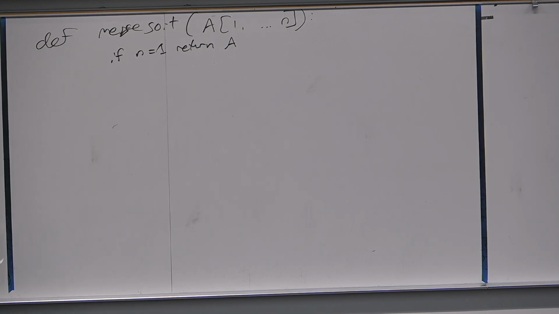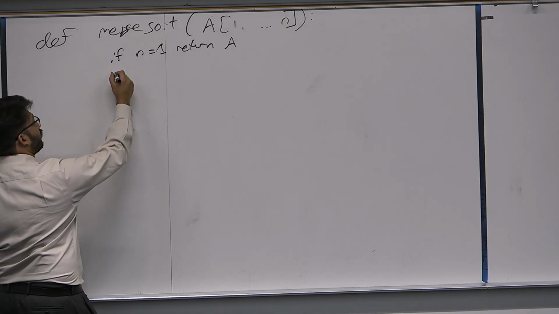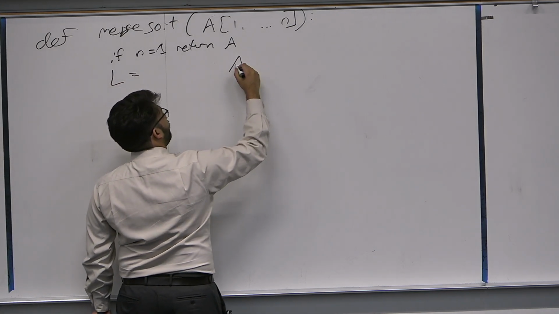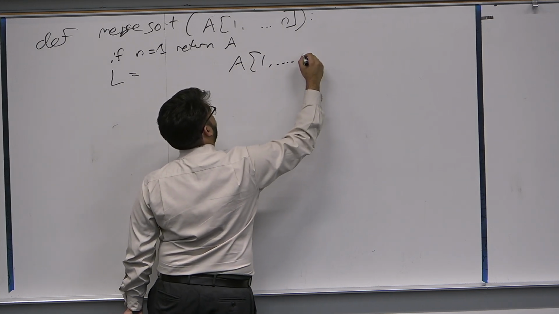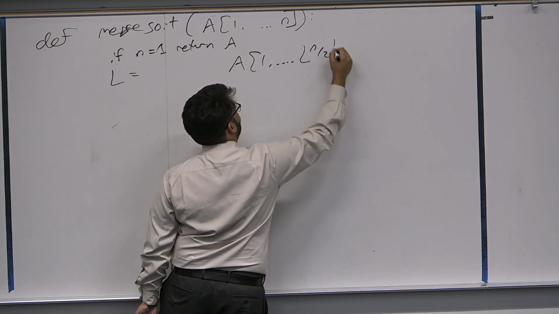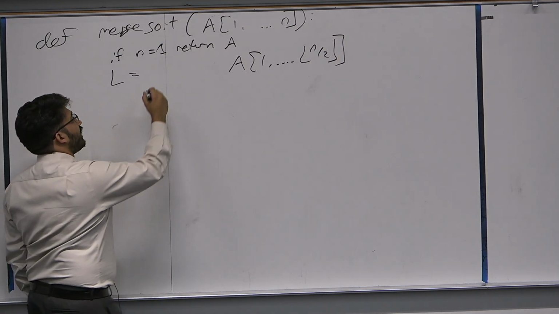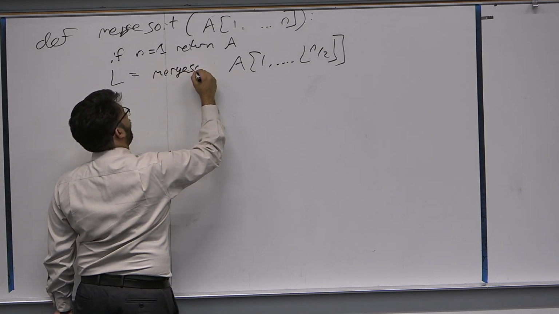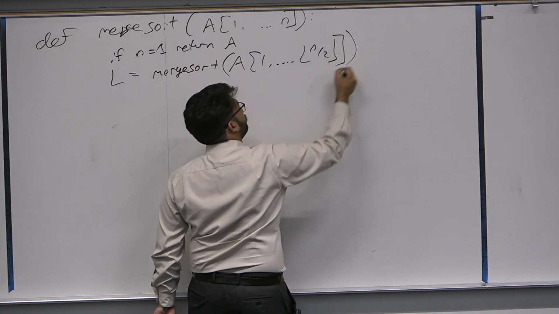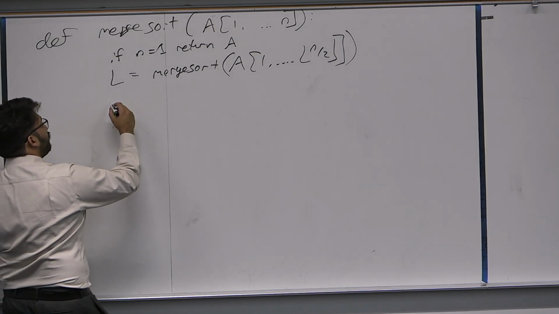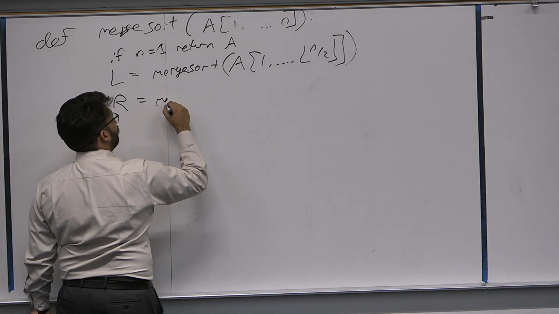Now what are we going to do? We're going to split the array in half. We say L takes on not just A[1..floor(n/2)], the first half of the array, but actually the sorted version of that. What this means is we call Mergesort recursively on the first half of the array, and we call that L. And then we call R on the second half.